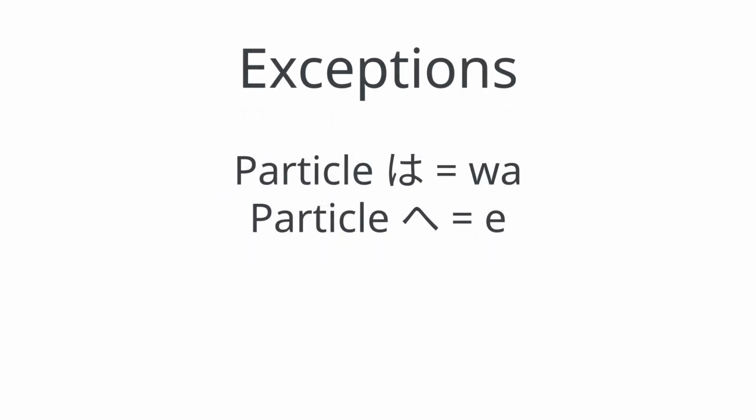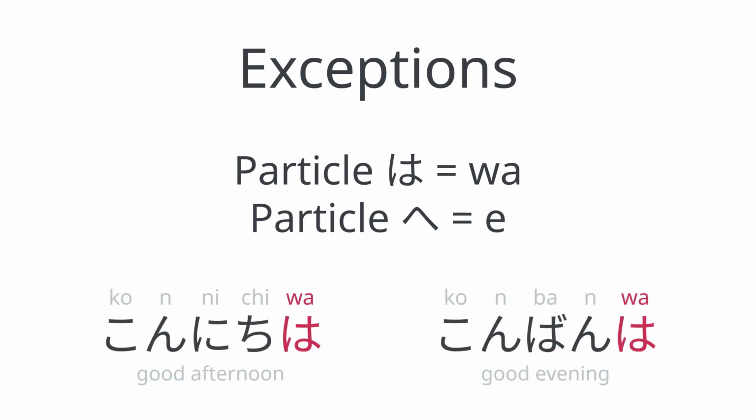Before we end this video, I want to mention that there are exceptions to the way we pronounce the characters ha and he. The character ha is pronounced wa, and the character he is pronounced e when they're used as particles. Particles are characters that help connect words together in a sentence, similar to conjunctions and prepositions in English. Ha is also pronounced wa in the phrases konnichiwa and konbanwa.